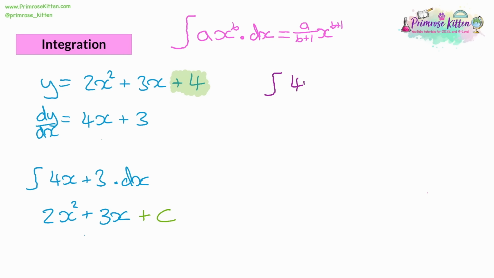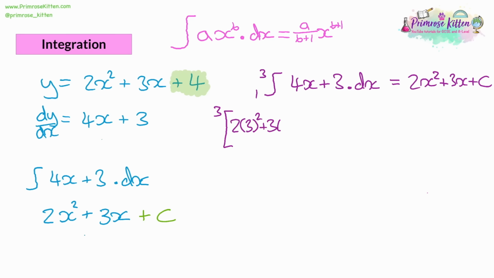So if we're going to integrate our 4x plus 3, what you might be given are numbers on the integral. And let's have a look what this means. So we're going to do the integration, which we already know is 2x squared plus 3x plus c. So what this means is you're actually substituting those numbers. So the first one we're going to substitute in is the 3. That means we have 2 lots of 3 squared plus 3 lots of 3 plus c. Then we're going to take away, which we're substituting, 2 lots of 1 plus 3 lots of 1 plus c.